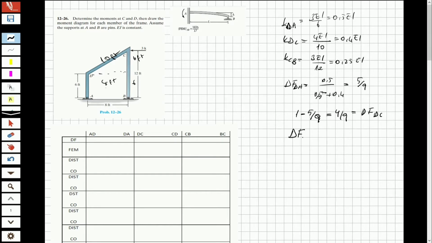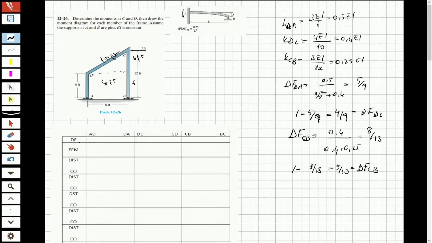And distribution factor CD will also be equal to 0.4 over 0.4 plus 0.25, which will be equal to 8 over 13, and 1 minus 8 over 13 will be equal to 5 over 13, equal to distribution factor CB. And now I have my distribution factors. Let's write them in their own places.